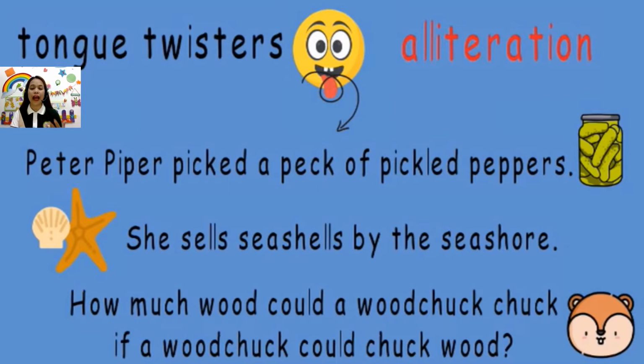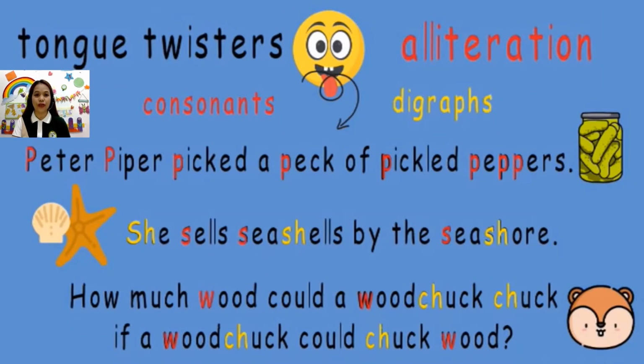We have here an example: the tongue twister, which overuses alliteration, like Peter Piper picked a peck of pickled peppers. She sells seashells by the seashore. How much wood could a woodchuck chuck if a woodchuck could chuck wood? So as you notice, these examples of tongue twisters are constantly repeating a consonant letter. As you see in this tongue twister, the consonants are in red and the digraphs are in yellow.